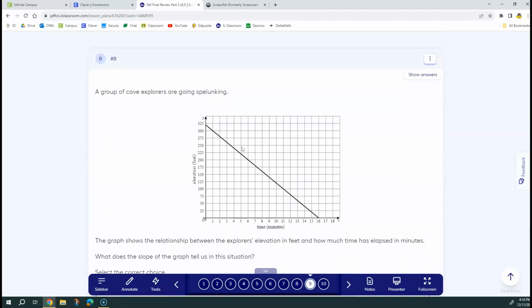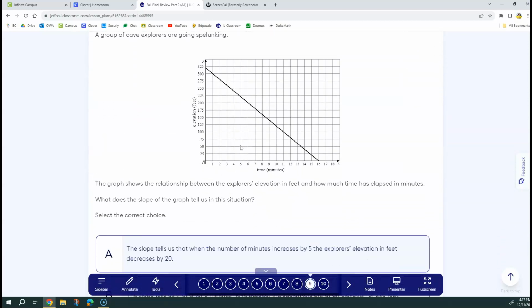All right, problem number 8. A group of cave explorers are going spelunking. Wow, brave. I don't like to do that. The graph shows the relationship between the explorer's elevation in feet and how much time has elapsed in minutes. So minutes is down here on the X, elevation in feet is here on the Y. What does the slope of the graph tell us in this situation?